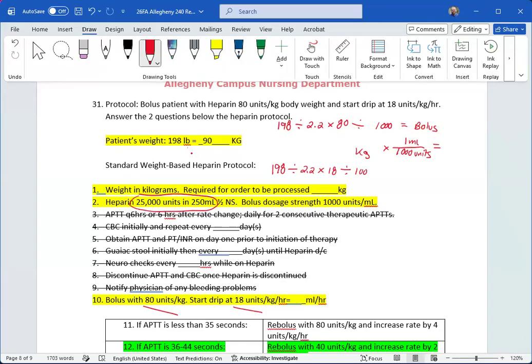Okay. So again, 198 pounds divided by 2.2 pounds. That's how I convert pounds to kilograms. Multiply by the 18 units per kilogram per hour, and then I multiply by 250 ml over the 25,000 units, which is the same thing as dividing by 100, and that will give me my heparin drip rate. So that's the shorthand way. And hopefully that made sense, Amber.